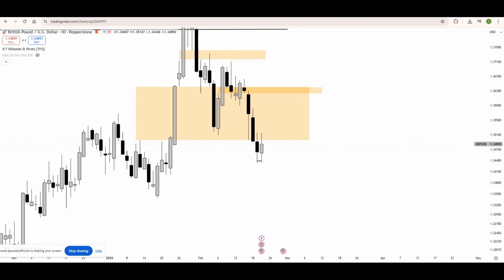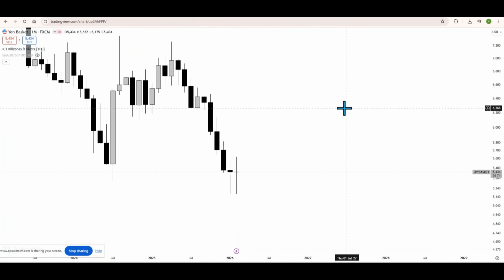So at this point, I'm watching this weekly inversion fair value gap, but you can see there's also a daily inversion fair value gap. So I want to see the market. Okay, already the market is here. Just want to see it tag this and see that continuation.